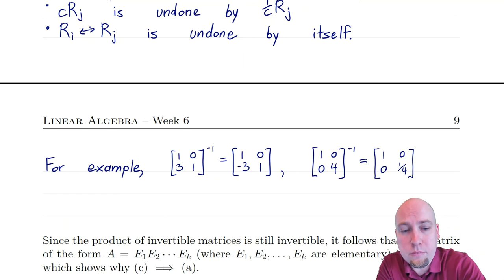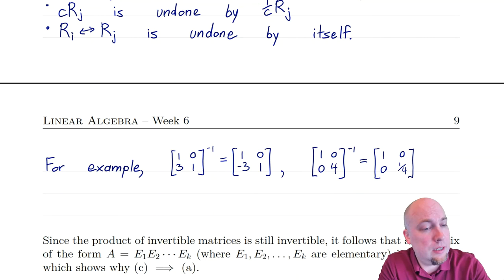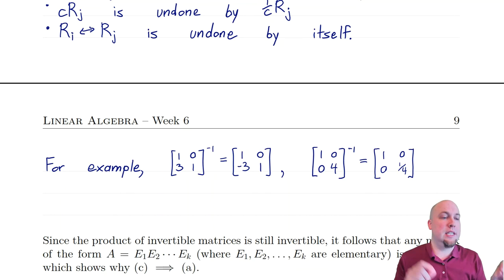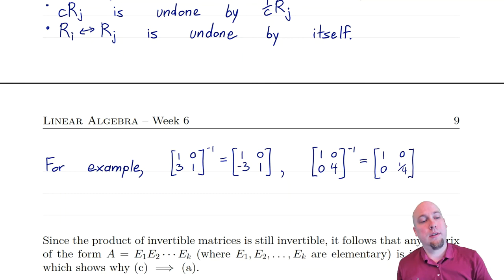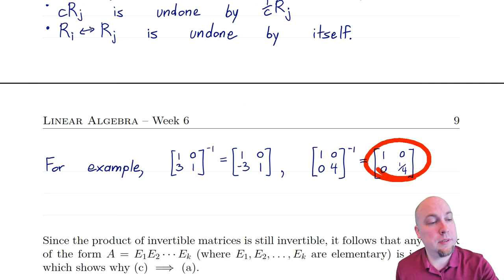It's just the elementary row operation that undoes the original one. Okay, and similarly for the diagonal scaling elementary matrix, the way that you undo it is you just take the inverse. You just do 1 divided by whatever the c is on the diagonal, okay? So leave all the 1s alone, all the 0s alone, and 4 becomes 1 over 4. This corresponds to the elementary row operation 4 times row 2, and this one corresponds to 1 quarter times row 2. They undo each other, okay?